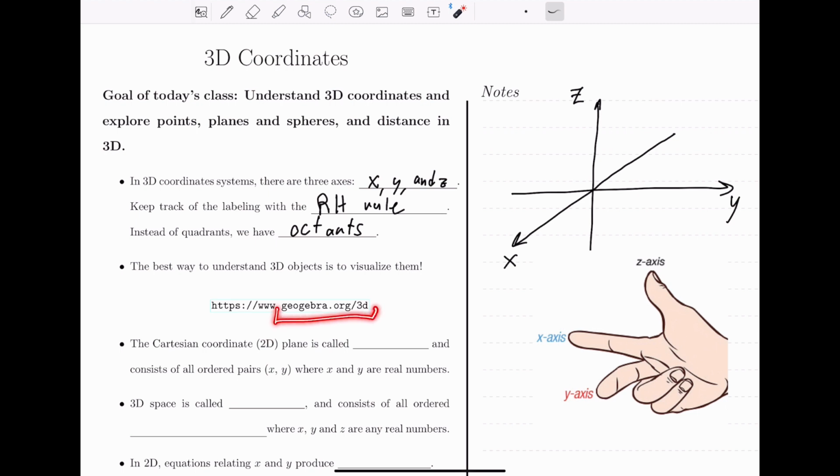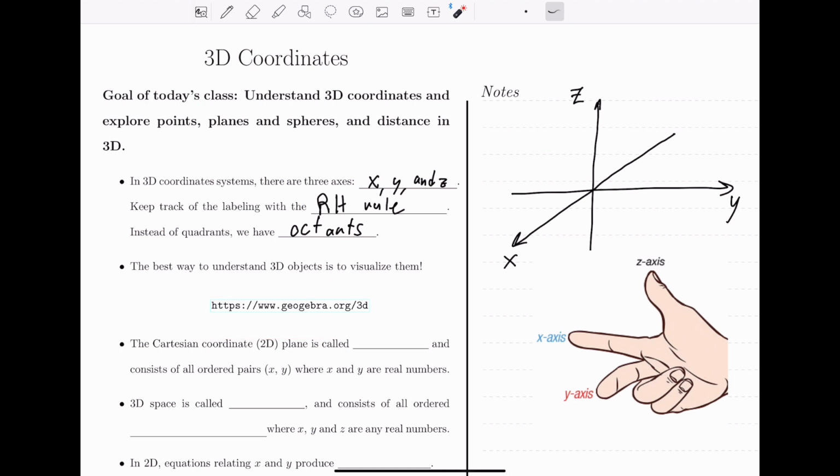GeoGebra is sort of like Desmos. It's not quite as intuitive, but at this time, unfortunately, Desmos does not have 3-dimensional graphing capabilities. Hopefully it will in the future. But geogebra.org/3D, it's not too difficult to work with, and I'll show you some examples in a little bit. So being able to visualize 3-dimensional shapes using graphing software is really helpful.